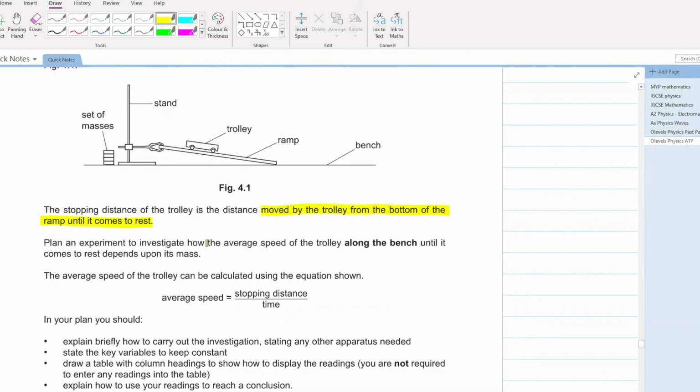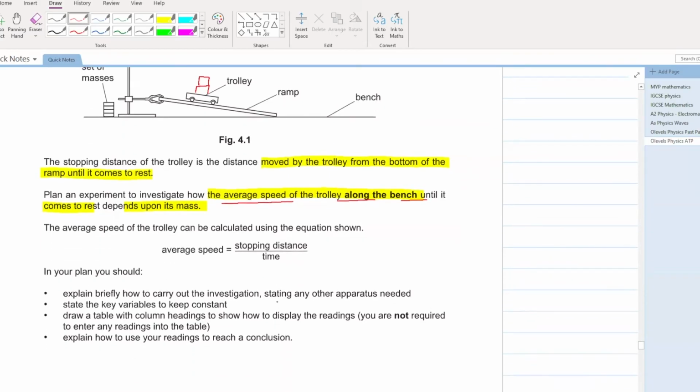Plan an experiment to investigate how the average speed of the trolley along the bench until it comes to rest depends on its mass. बेटा हमने बताना है कि how the average speed of the trolley along the bench depends on the mass that you attach on the trolley. Basically, listen to the question. The question is trying to say that the average speed of the trolley before it comes to rest depends on the mass of the trolley. This is what we are trying to investigate. The average speed of the trolley can be calculated using the equation shown. Average speed is equal to the stopping distance divided by time.